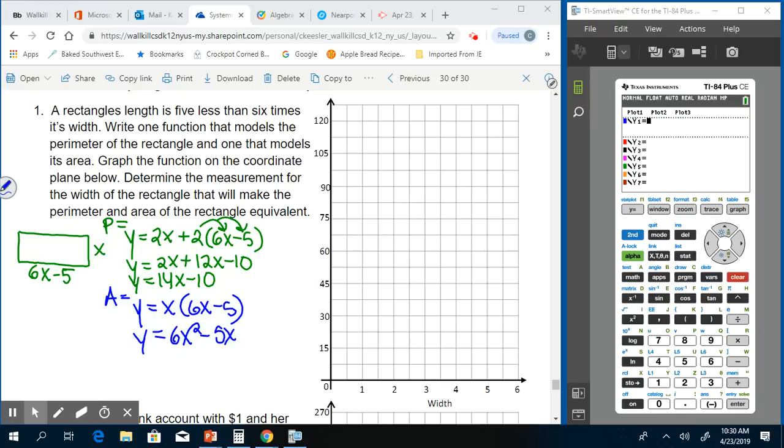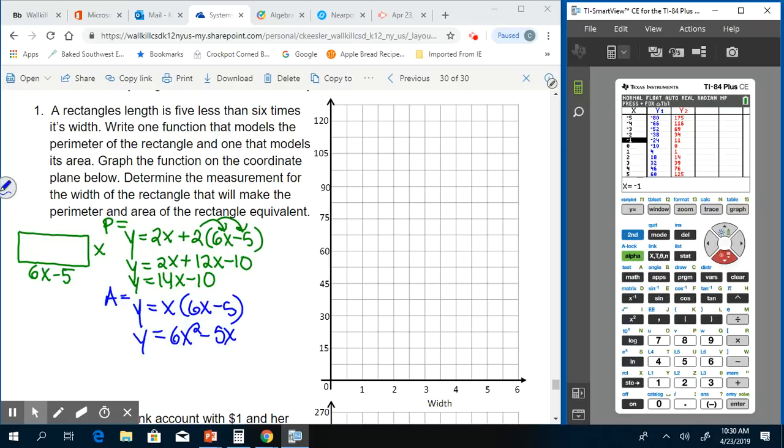All right, in both these cases, since my scales are not really the same, I'm going to pull them up on my graph to make it easier. So we have for perimeter 14x minus 10, and then for area, 6x squared minus 5x. Then we can pull up our tables and start to graph.